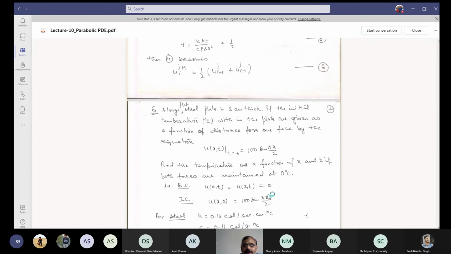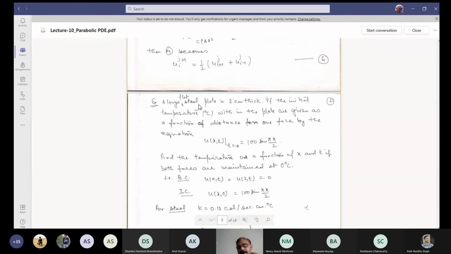Here is the problem: a large flat steel plate is 2 centimeter thick. The initial temperature, that is u(x,t) at t equal to 0, for the plate is given as a function of distance from one face by the equation u(x,0) = 100 sin(pi x / 2), in terms of x, that distance. Find the temperature as a function of x and t if both the faces are maintained at 0 degree centigrade.